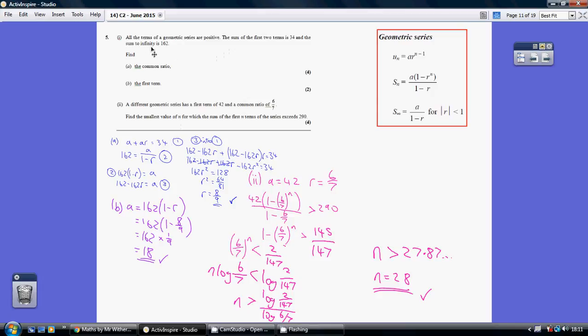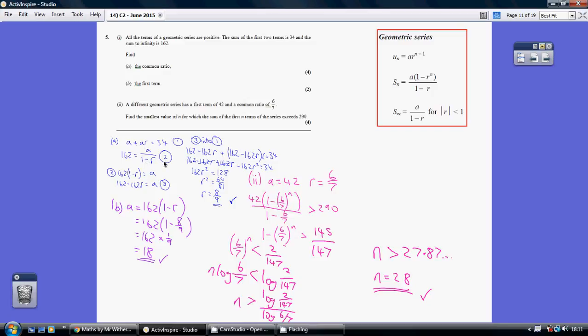We also know the sum to infinity is 162. Now this is the sum to infinity, that's given in the tables. So the sum to infinity, 162, equals a over 1 minus r. So we've generated a simultaneous equation. We've got two equations and two unknowns, a and r. So we just need to solve these by substitution.